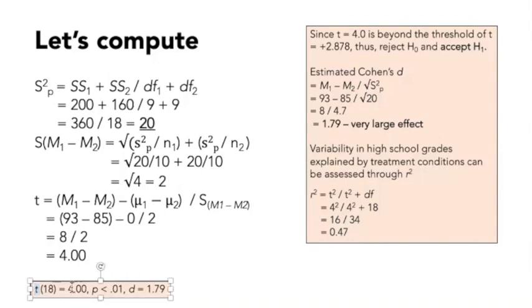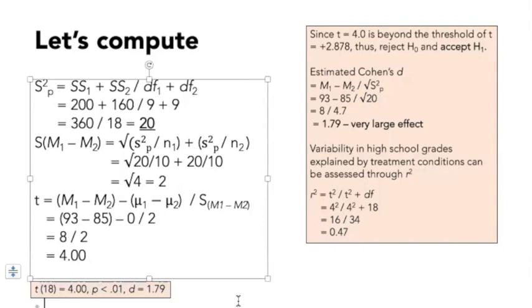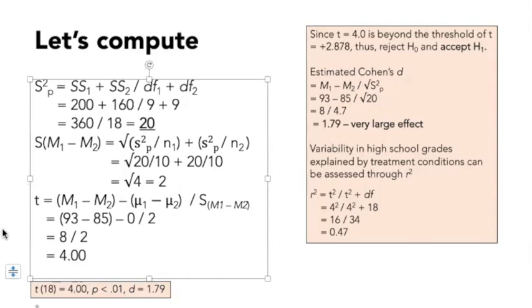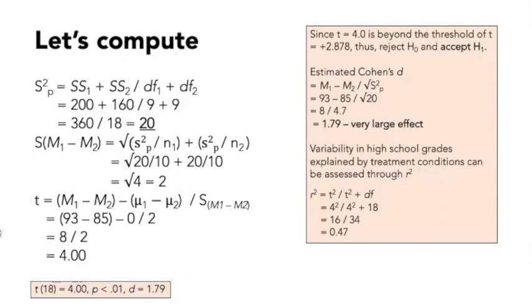So this is your final interpretation. T, within brackets you write degrees of freedom, 18, is equal to 4.00, that is your T value, and then your P value, and then your Cohen's d value. Now this is how you run a t-test.